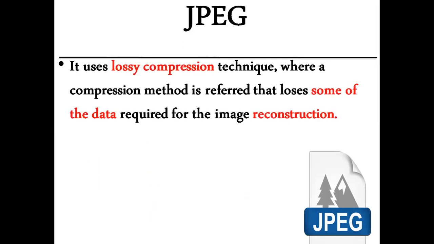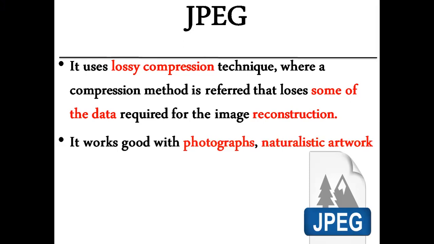JPEG mostly uses lossy compression. What is lossy compression? It provides a comparatively higher ratio of compression but results in some loss of quality. Even though this compression is good, there is some loss of quality in the image. JPEG works well for photographs and naturalistic artwork.